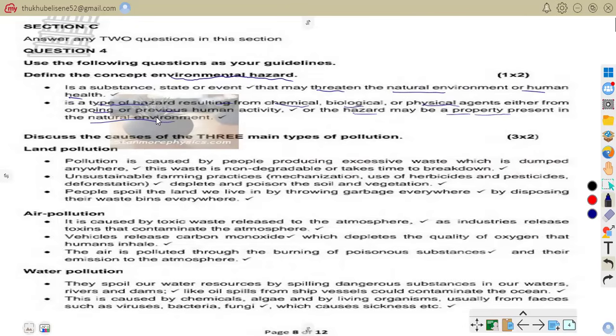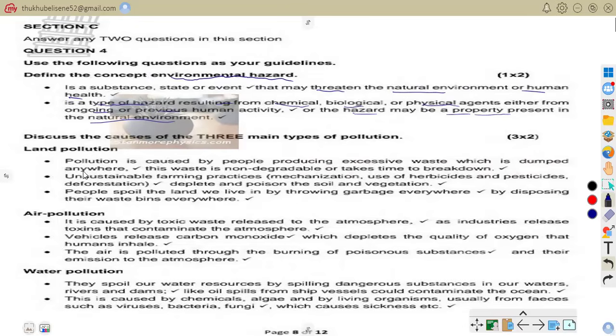Environmental hazards may result from human activities such as pollution and dumping, or they may result from natural conditions such as floods, droughts, or even earthquakes. For example, factories releasing poisonous smoke into the air can cause breathing problems and damage the environment. So that is when you're talking about the concept environmental hazard.